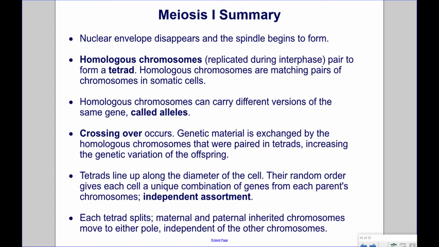Crossing over occurs. Genetic material is exchanged by the homologous chromosomes that were paired in tetrads, increasing the genetic variation of the offspring. Tetrads line up along the diameter of the cell. Their random order gives each cell a unique combination of genes from each parent's chromosomes, which is called independent assortment. Each tetrad splits. Maternal and paternal inherited chromosomes move to either pole, independent of the other chromosomes.